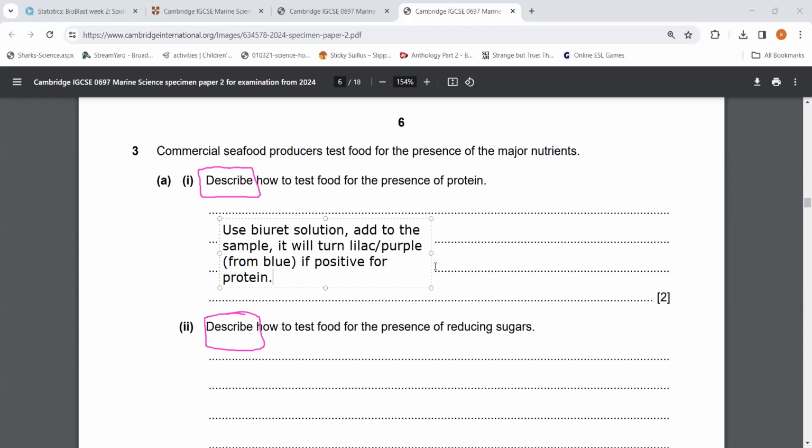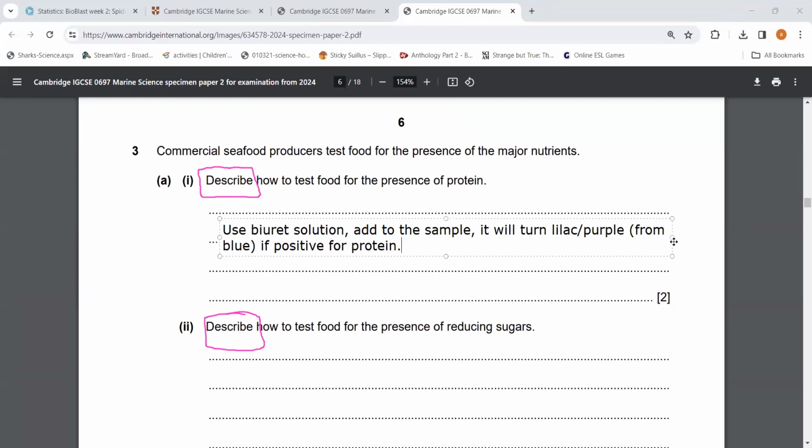There you go. So basically, what that boils down to is I get one mark for saying Biuret solution, because that's the chemical that you use for this. And I get one mark for saying what color it turns if it's positive. It turns lilac or purple from blue.